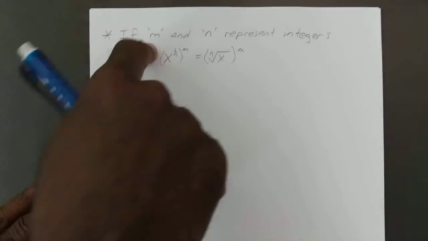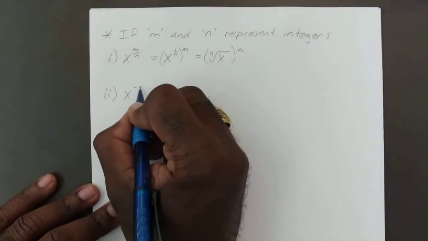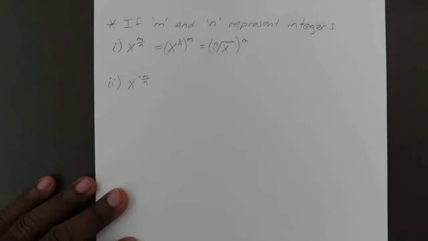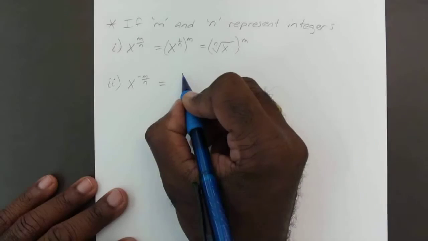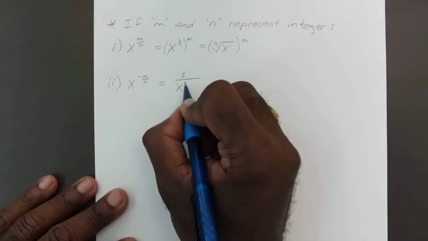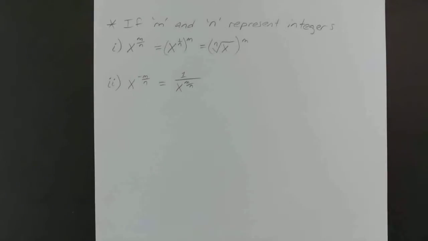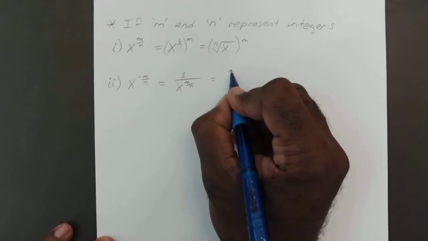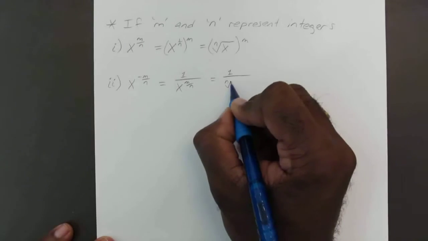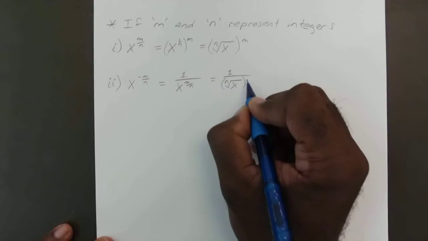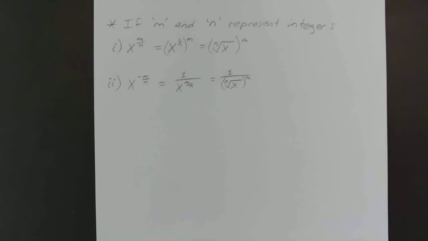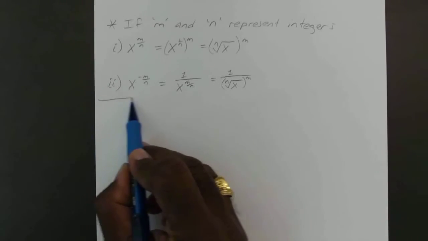Okay. Now if you add a negative m over n, then remember that's going to go down to the denominator. So 1 over x to the m over n, which ends up being the exact same thing, but in the denominator. Okay. So we're going to apply that to some actual problems.